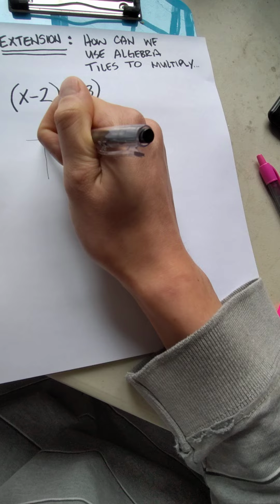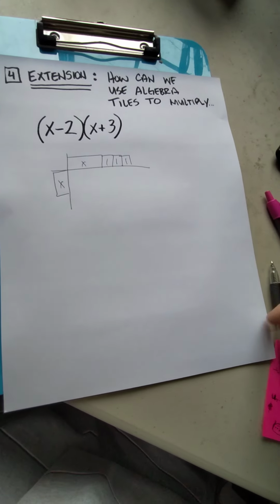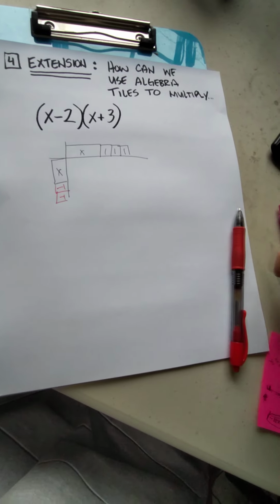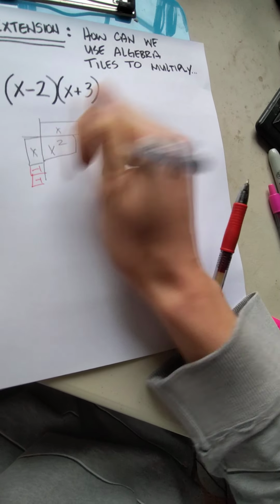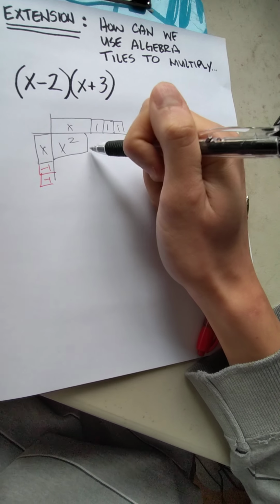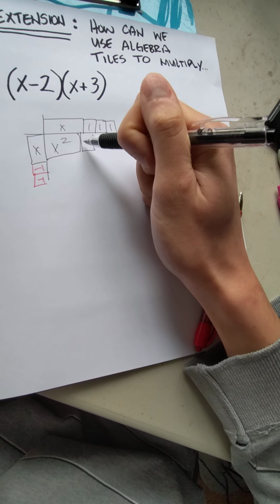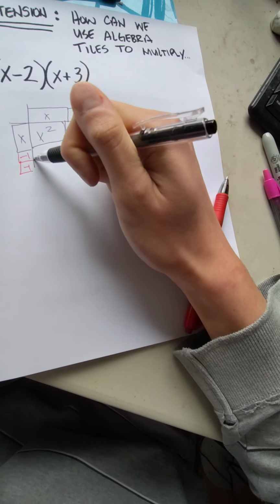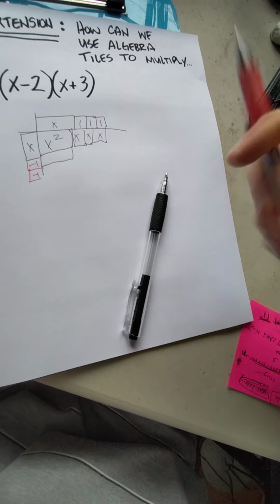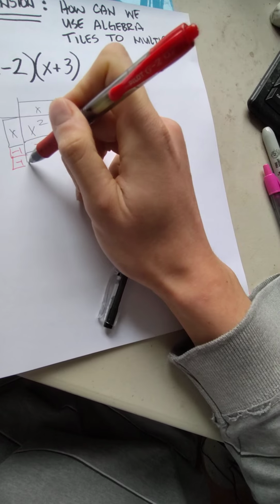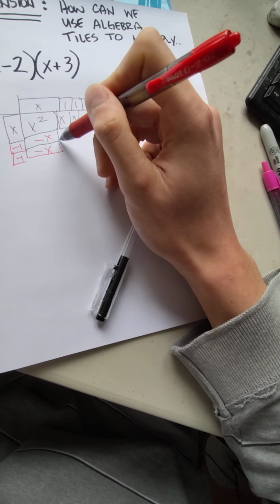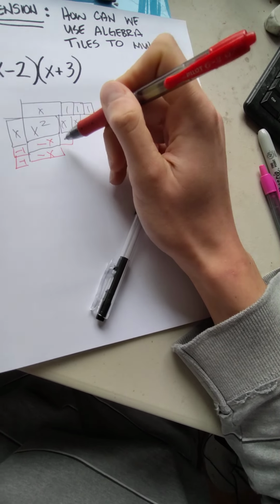So it's going to be x. I'm going to use red for the negative tiles. So x times x is x squared. X times 1, x. And then x times negative 1, so this will be negative x. And then this will be 1 times negative 1, negative 1.